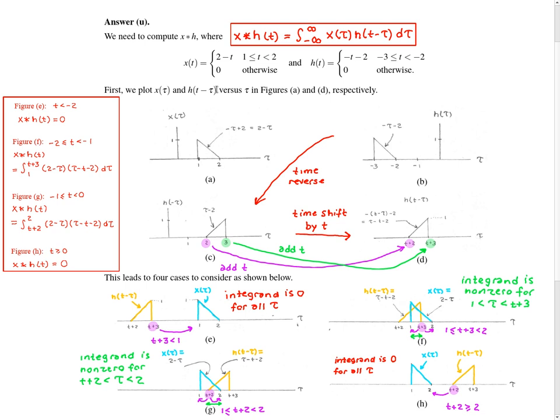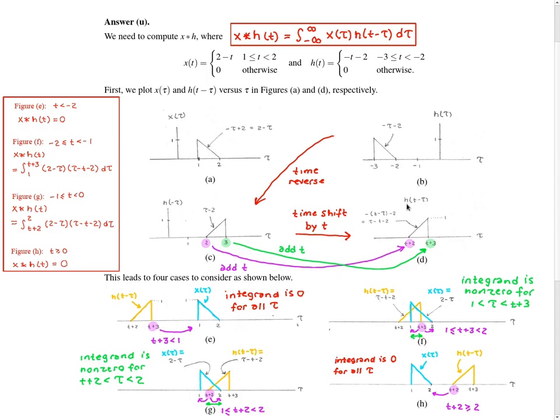So what we're going to do first is we're simply going to plot h versus tau. We can do this very easily just by plotting directly from the formula that's given here. And this gives us the graph that's shown in figure B. Now the relationship between h of tau, which we don't really directly care about, and the function h of t minus tau, which is the thing that we really care about.